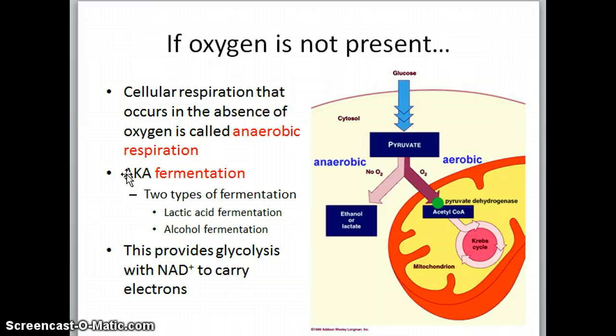Other kinds of cells, like our own cells, undergo lactic acid fermentation if oxygen is not available. During vigorous exercise, you may have experienced pain in a muscle you were using. This was caused by the buildup of lactic acid. But whether cells undergo lactic acid fermentation or alcohol fermentation, the purpose of fermentation is to recycle the NAD+ required for glycolysis.